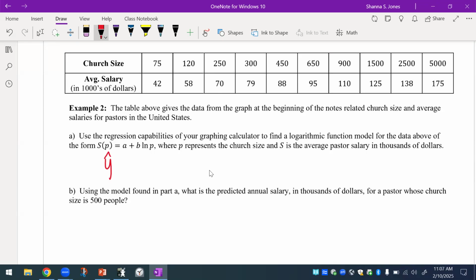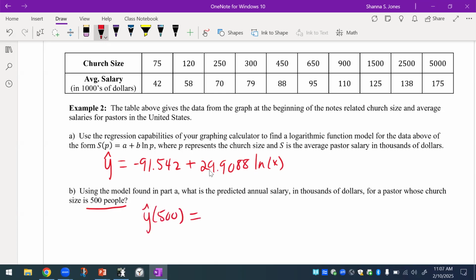Does that make sense? Y hat equals, and our A value was approximately negative 91.54242 plus our B, which is 29.9088 natural log of x. Now that I have a model, can I answer their question? So it says, if I'm a pastor of 500 people, on average, what should I expect my salary to be? Well, that means we're now looking for y hat of 500.